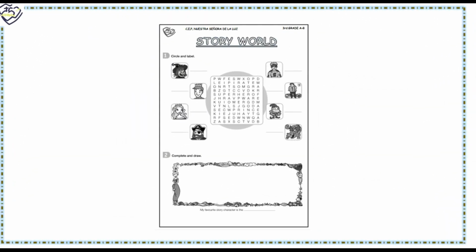Then, in your worksheet, in your activity book, you have to circle the word and label the pictures, okay? And in activity 2, complete and draw about you. What's your favorite story character? Is, for example, superhero, and you can draw a superhero. Or maybe it's a dragon, and you draw a dragon. Okay, class?